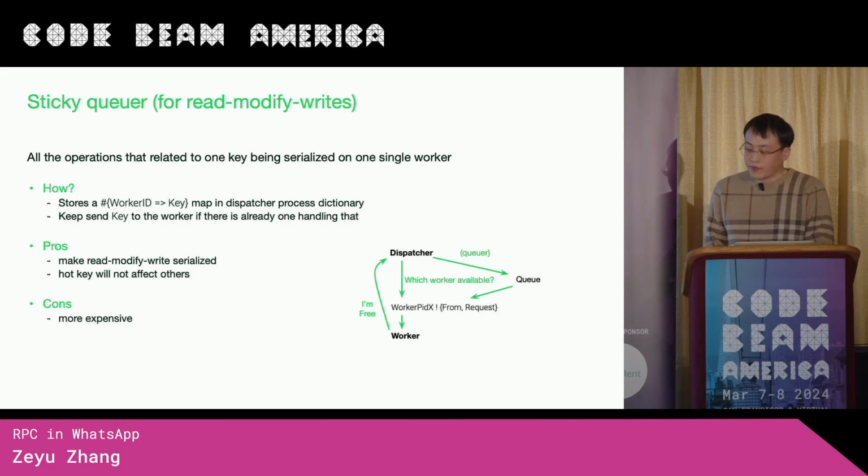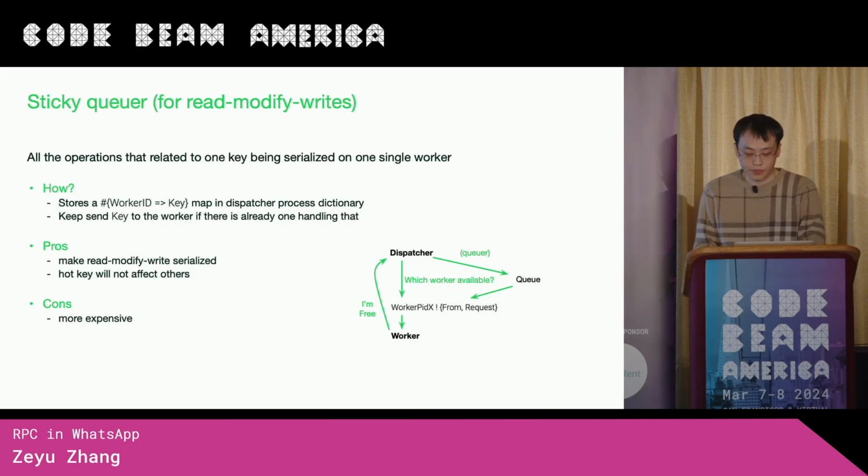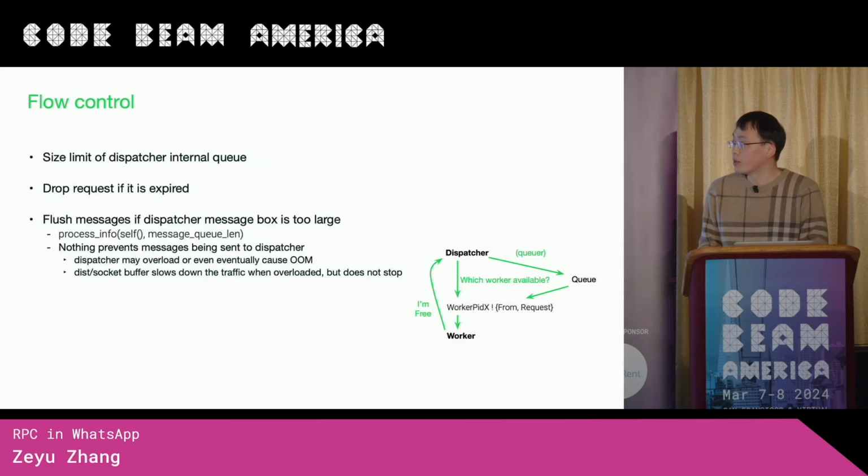The benefit is first to make read, modify, write serialized as mentioned. And it also solves the hotkey issue so that one user won't affect others, so all its requests will go to the same worker. OK. The drawback is definitely more expense and more CPU cost, because you need to modify the process dictionary.